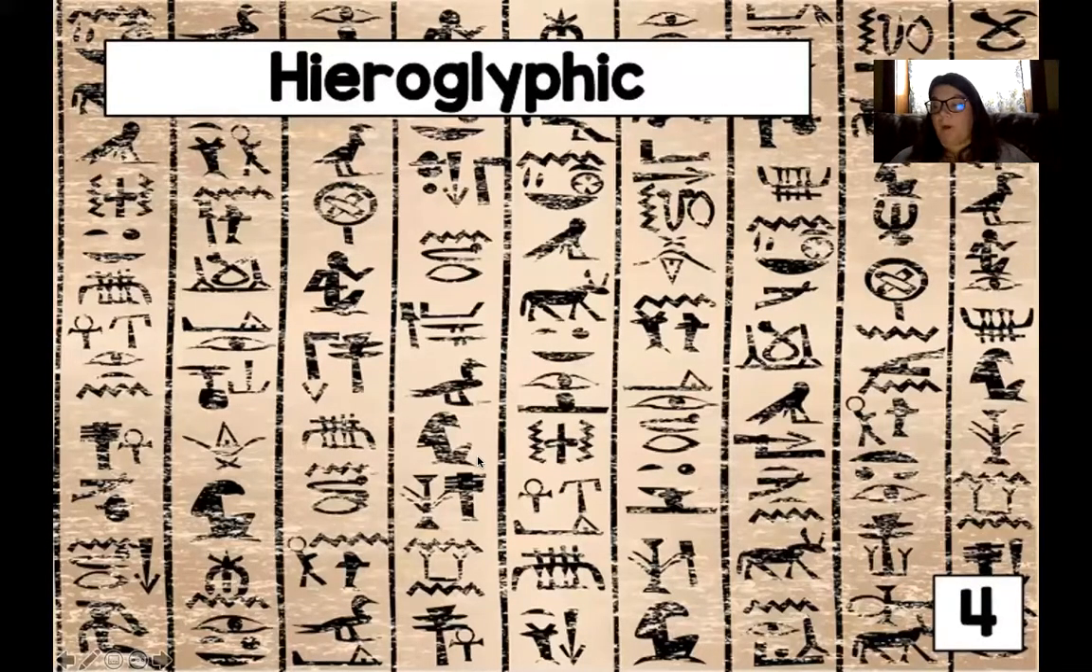So, about 5,000 years ago, a group of people who lived together in ancient Egypt developed another way to communicate. They made a written language using pictures called hieroglyphics to show what they meant. So here are some hieroglyphics.